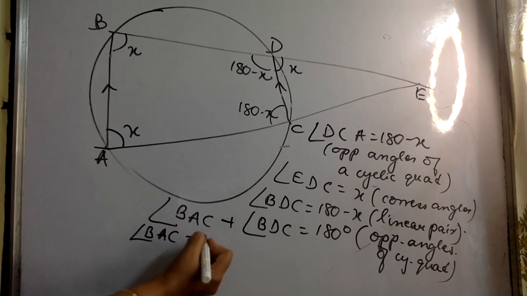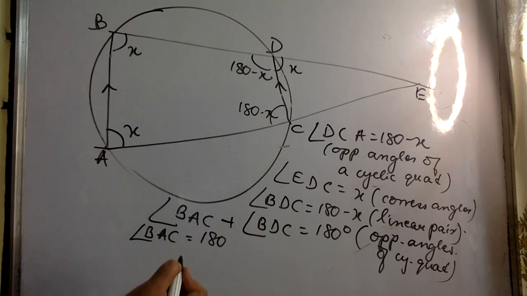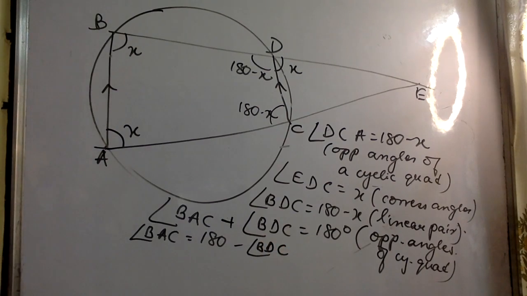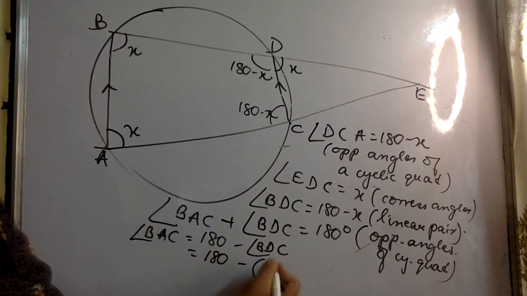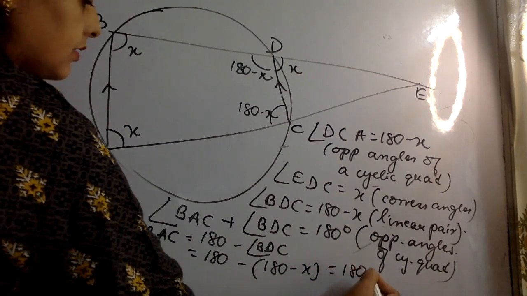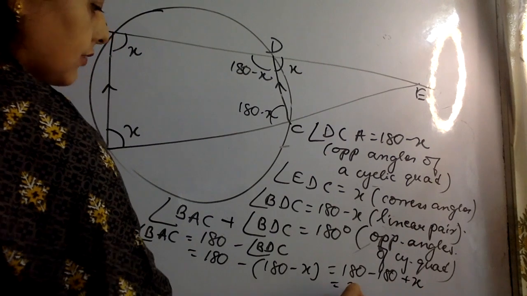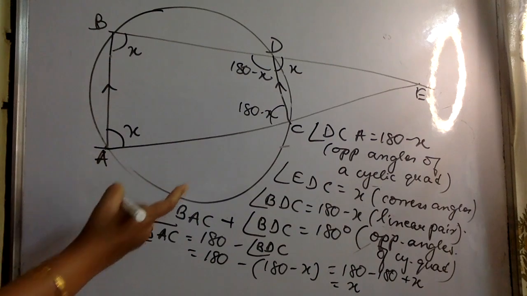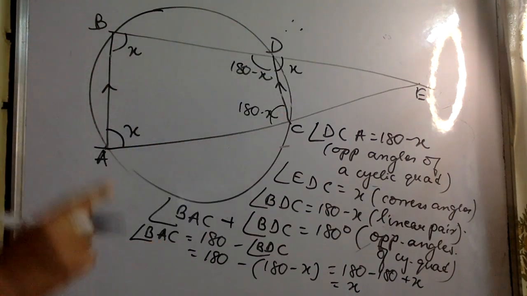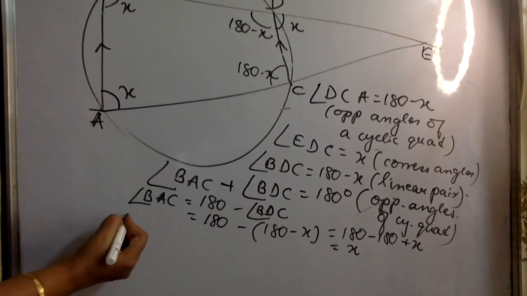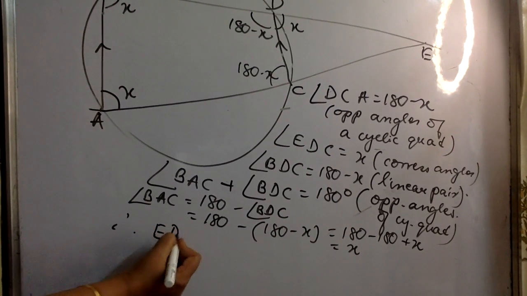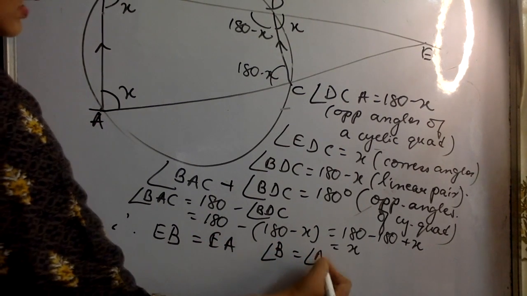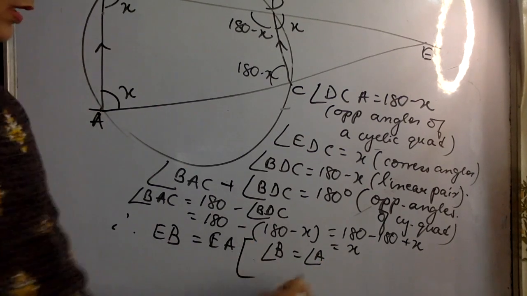And the other one is 180 minus angle BDC. Now how much is angle BDC? 180 minus 180 minus x, which is 180 minus 180 plus x, which is equal to x. Okay, so angle BAC now becomes x. Then what can we write? Therefore, EB is equal to EA, because angle B is equal to angle A. Okay, this is the reason.